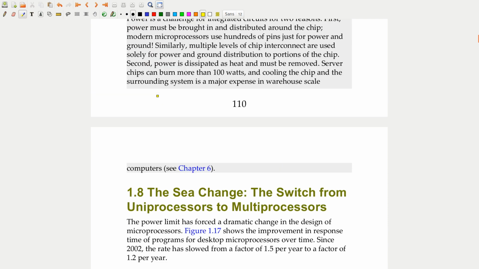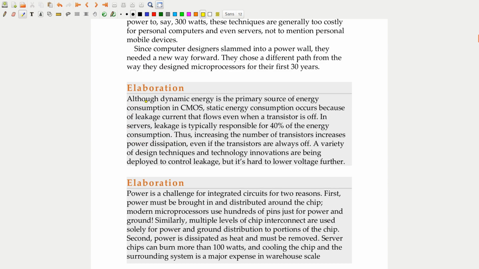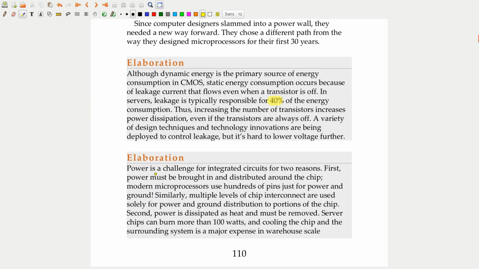Okay, so then they have a couple of elaborations here. The first thing is, although dynamic energy is a primary source of energy consumption in CMOS, static energy consumption occurs because of leakage current. As it implies, static energy is what happens when there's nothing going on, no instructions being executed, everything's idle, and you're still losing power. That's responsible for 40% of the energy, so that's still a pretty significant margin. Dynamic energy is the most, but static energy is still significant.